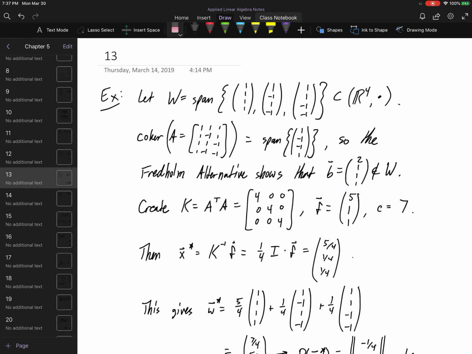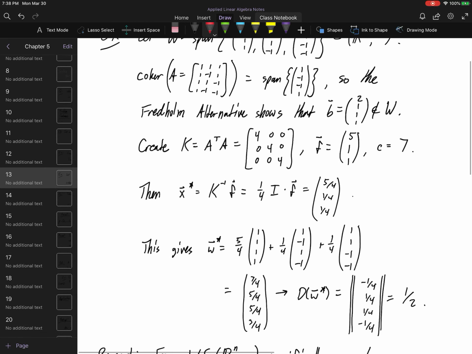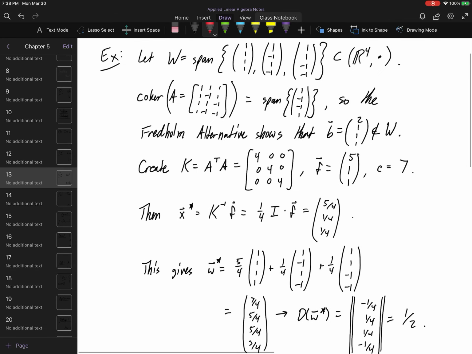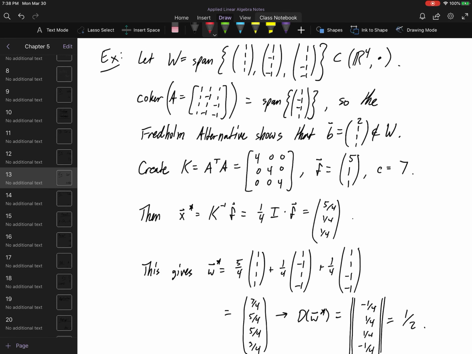See how much quicker that is. We could also just go ahead and throw that into MATLAB, but I thought this was a good opportunity to show the Fredholm alternative and how it's still useful beyond chapter 4. Okay, so we definitely know that B is not in this subspace, but the question is, how close is it to being in that subspace?